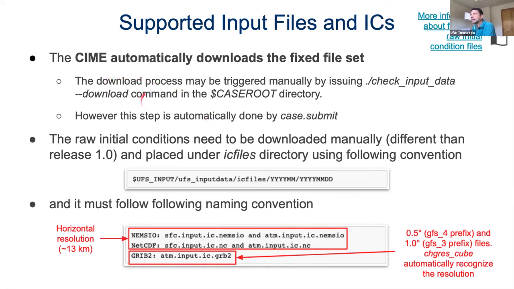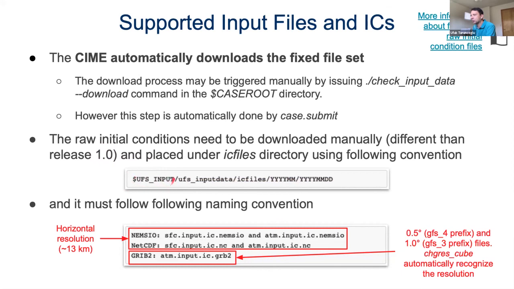But again, let's assume that you get the input data for the fixed files. You also have to get the raw initial condition, right? This is different from 1.0. In 1.1, you have to get those files manually and then place them using this convention.